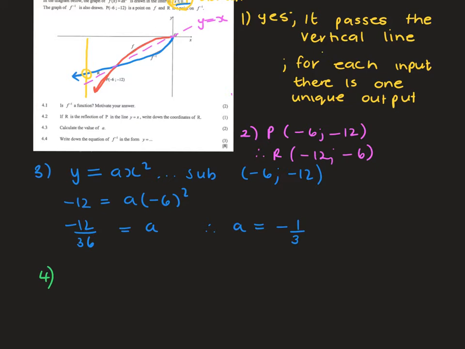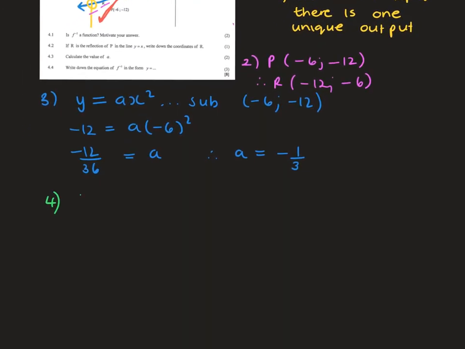I always like to start off by writing the original function above it. We figured out it was y is equal to -1/3 x squared. That's the equation of my parabola. When you find the inverse, switch x and y around. So x will be equal to -1/3 y squared.